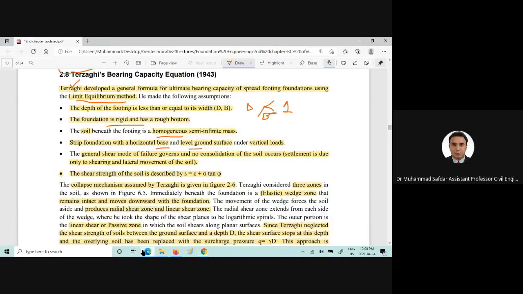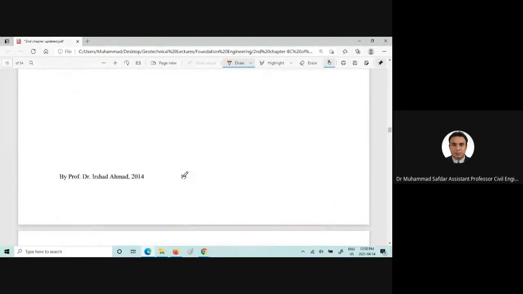Now, general shear failure mode was assumed in deriving this equation. The Mohr-Coulomb failure criterion is used for the shear strength of the soil. Now here is the collapse mechanism.